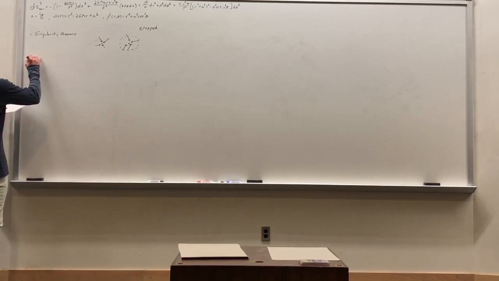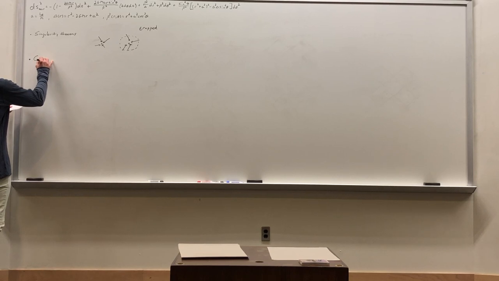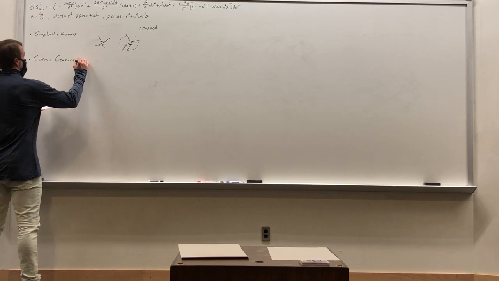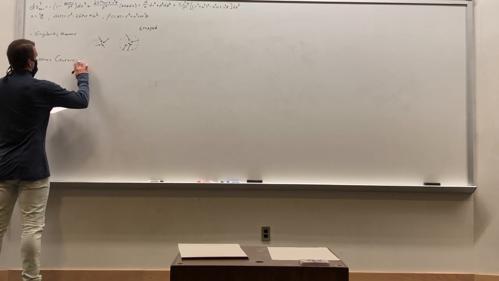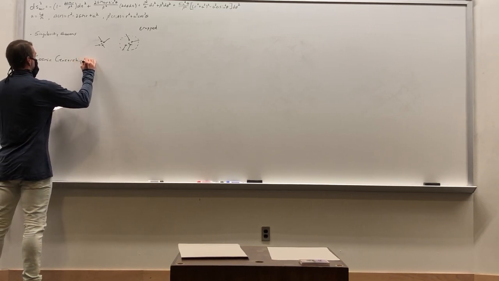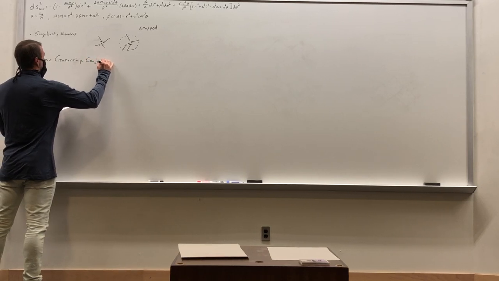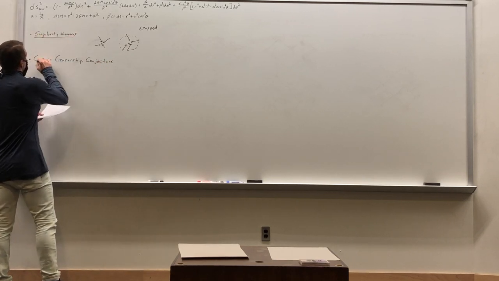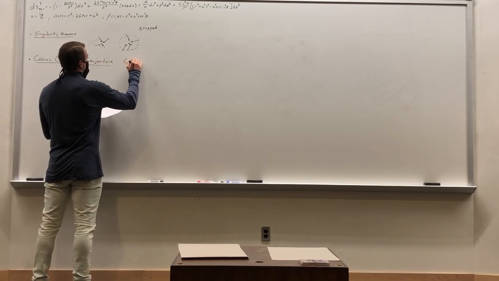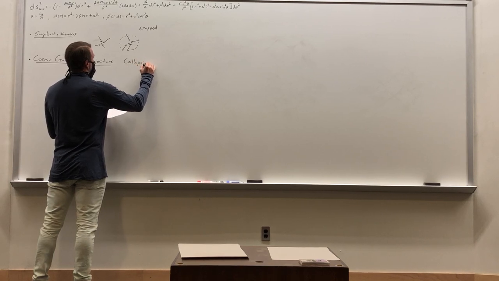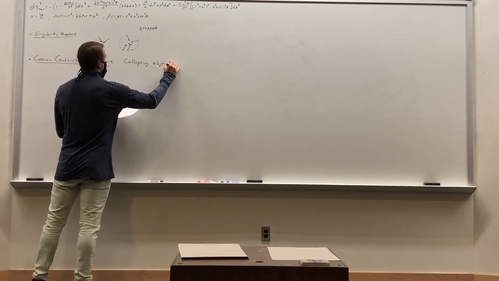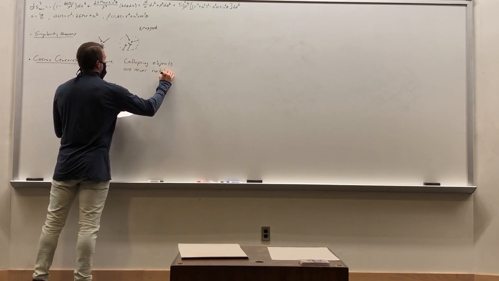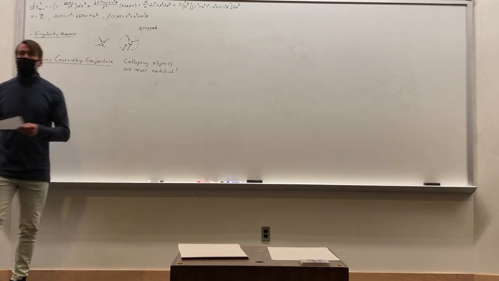Now, there's another theorem, or a conjecture. It is called the cosmic censorship conjecture, which says collapsing objects are never naked.